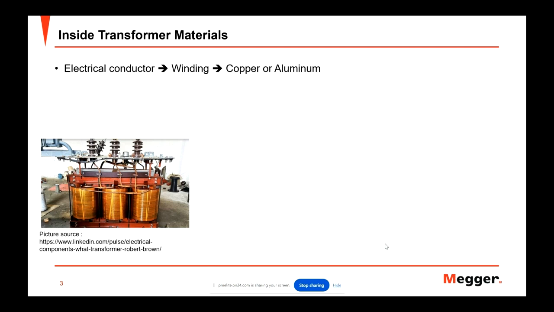And I would like to introduce a little basic knowledge about the inside of your transformer. First, I would like to talk about what materials are inside your transformer. First thing is the winding, or electrical conductor. It is made of copper or aluminum. Its job is to let the electricity flow through it as easily as possible.